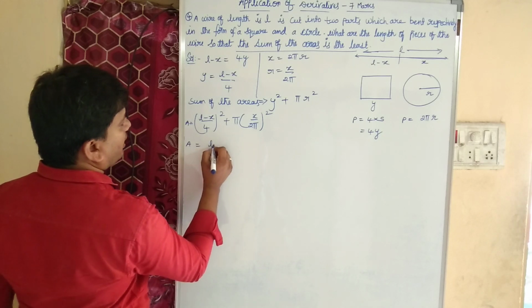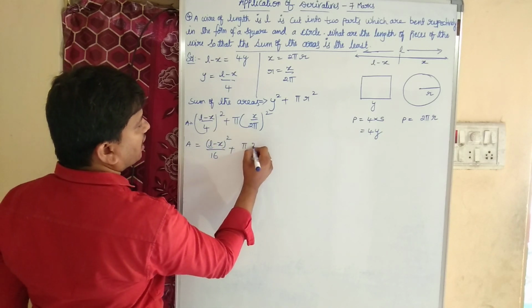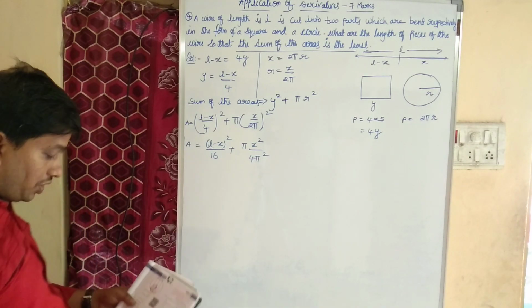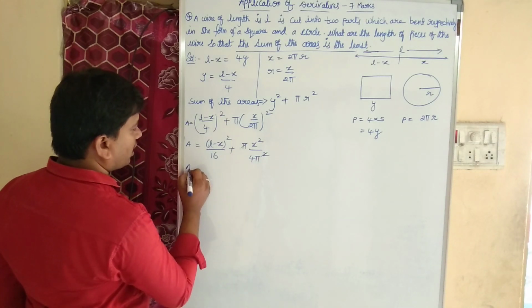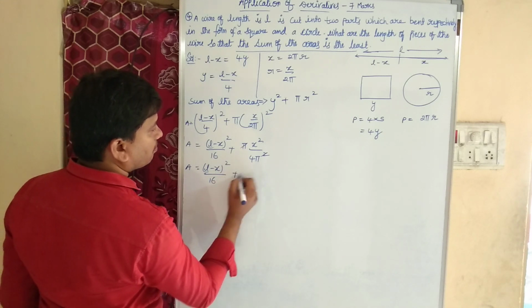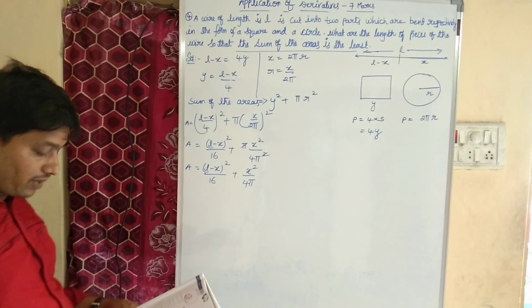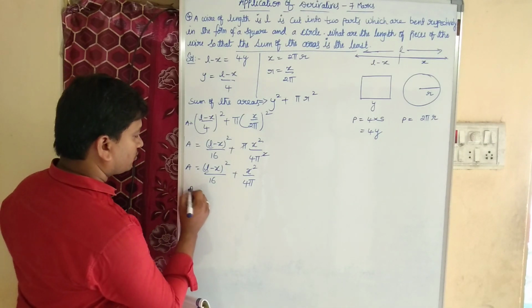A equal to, I can write as L minus x whole square by 16, plus pi into x square by 4 pi square. So I can cancel pi. So A equal to L minus x whole square by 16 plus x square by 4 pi. Now what you do? Differentiating with respect to x.